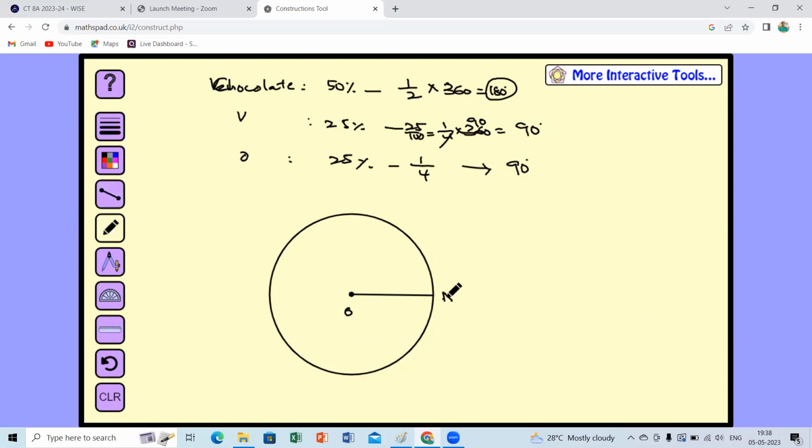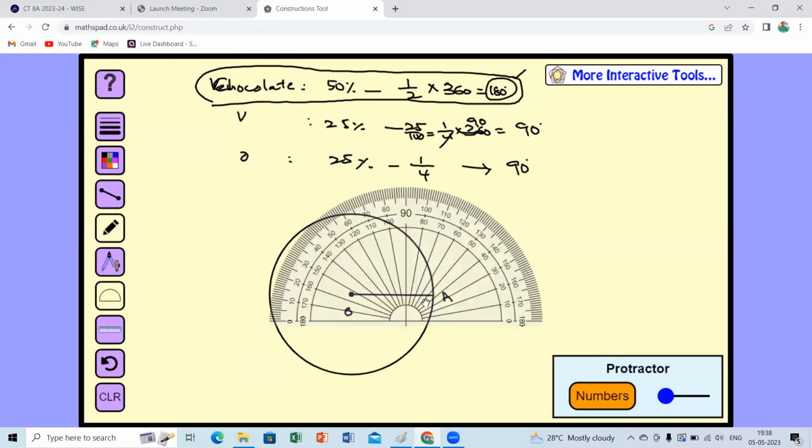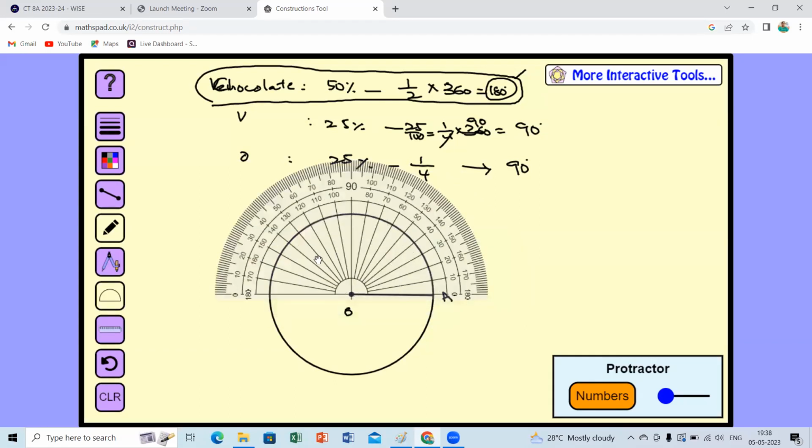Once constructing OA, now you have to check what is your first one to construct, the chocolate flavor. We need to make it 180 degrees, right? Now you have to use your protractor to take your 180 degrees. So you have to place it, your baseline should be exactly on the line I drew here, OA. So like that you have to place it.